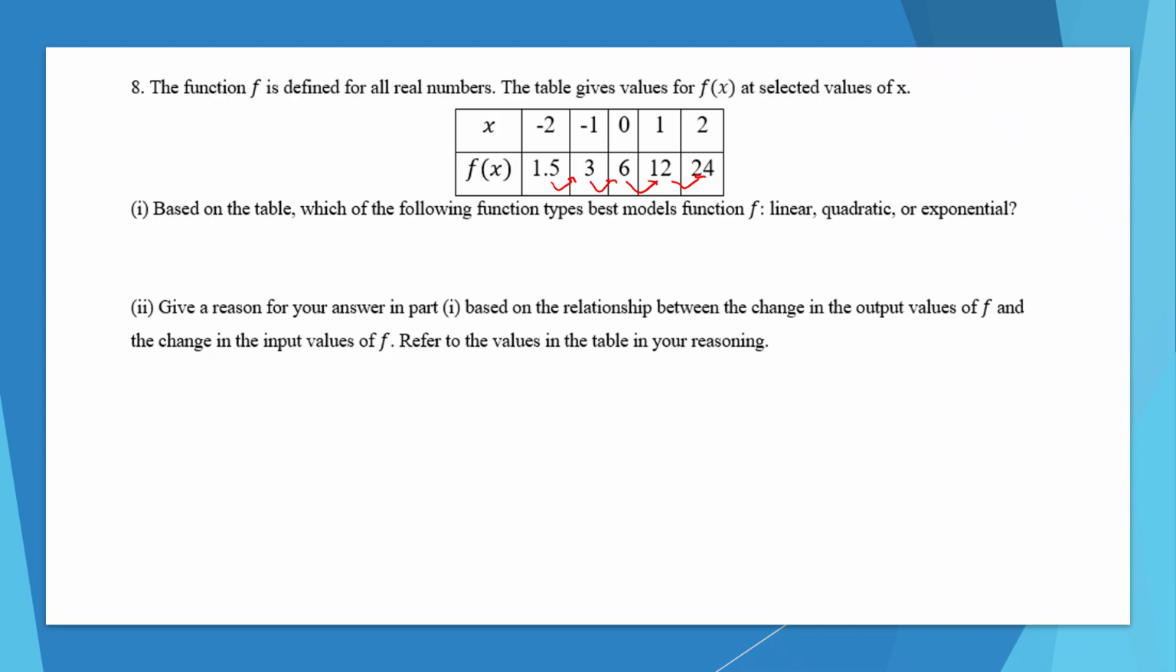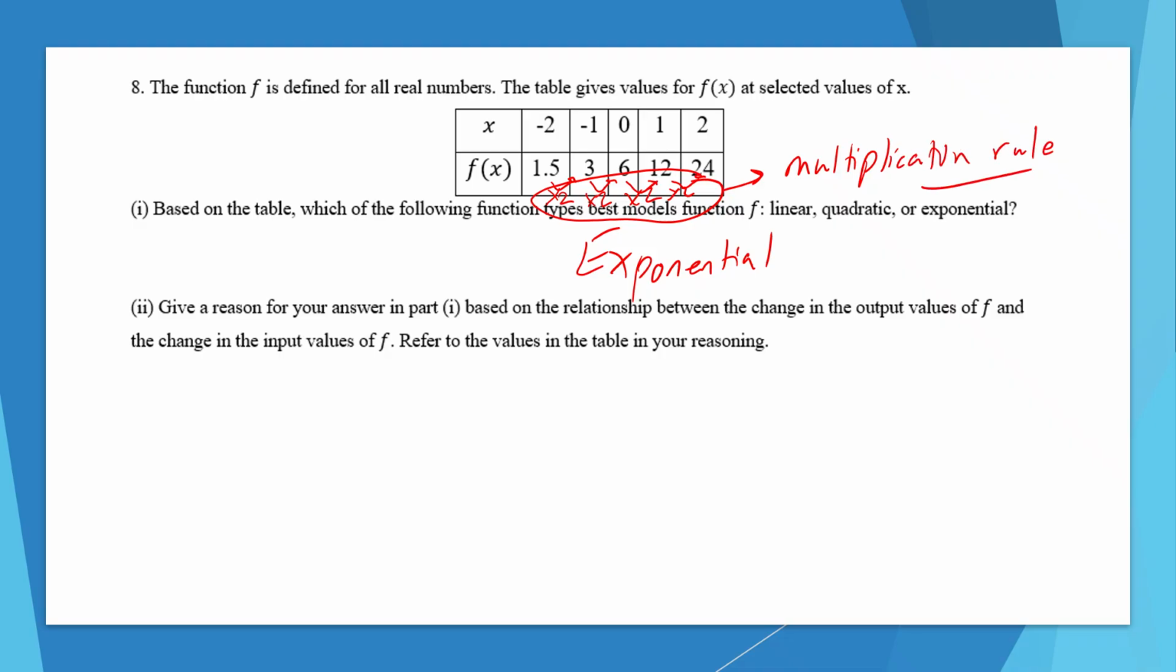It's pretty steep. We know 1.5 to 3, you multiply by 2. Obviously 3 to 6 times 2, 6 to 12, 12 to 24 times 2. And so this is going to be an example of an exponential function, and this is where you multiply by the same number. So a multiplication rule for your y values is a key that it's exponential.